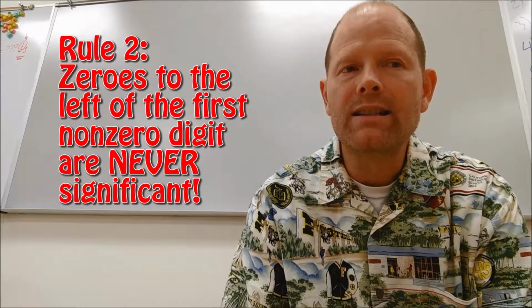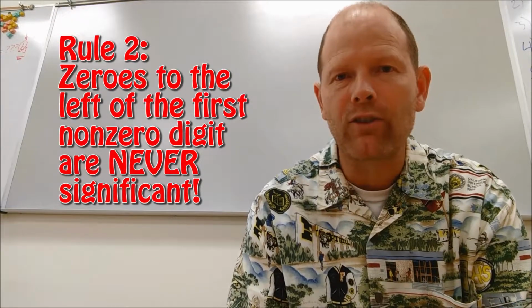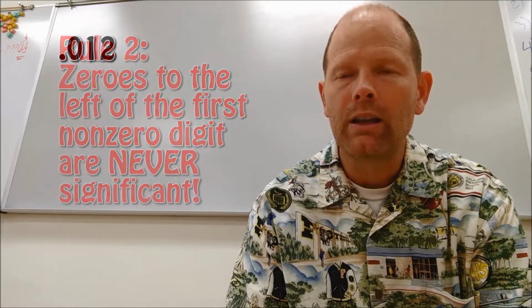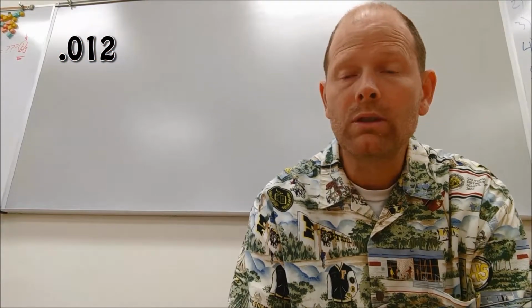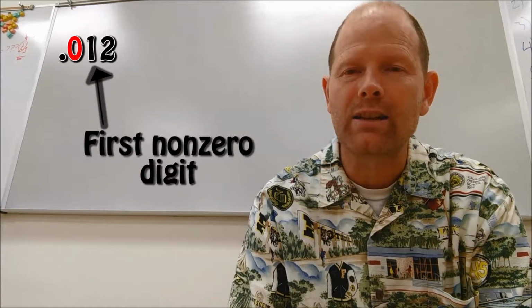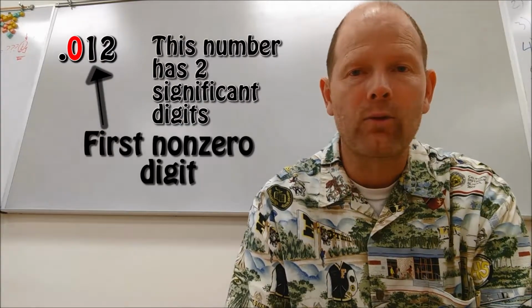Second rule: zeros to the left of the first non-zero digit are never significant. Okay? So for example, if we have 0.012, the 0 is not significant because it's to the left of the first non-zero digit, which is the 1. The 0 is to the left of that, and therefore it's never going to be significant.